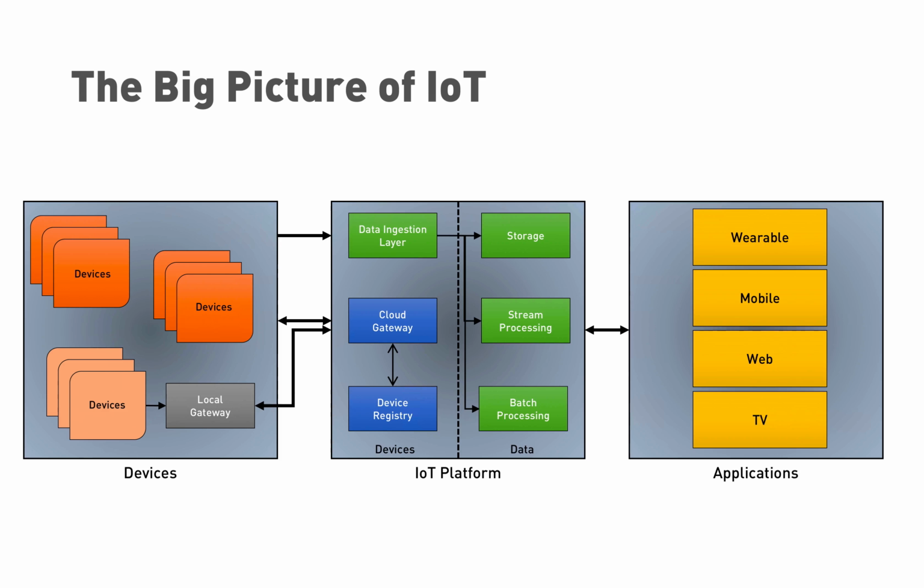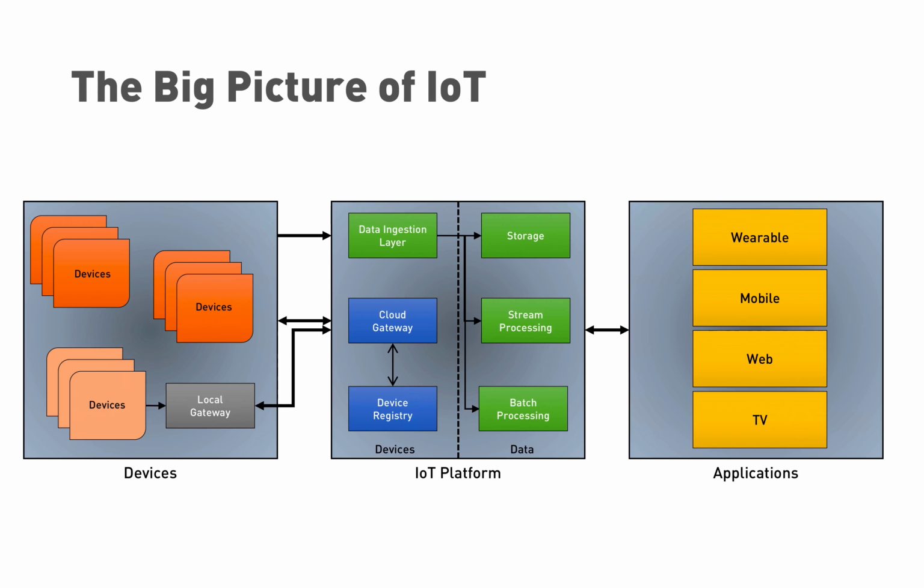When you look at the big picture of IoT, it's a three-tier architecture. The first tier is the devices, and the second tier is the IoT platform. Think of that as the middleware for connecting the devices. And then the third tier is the applications tier.